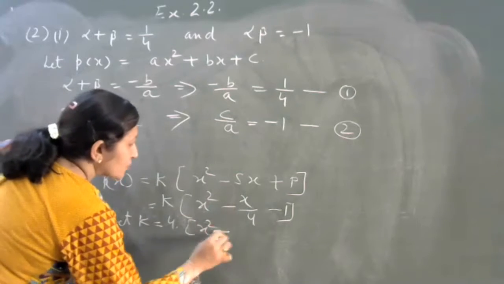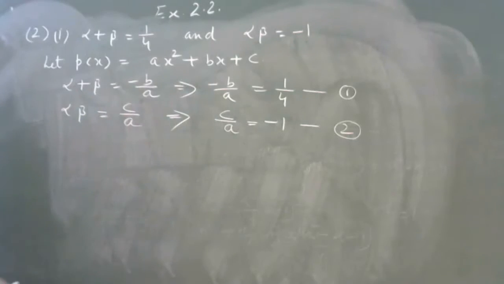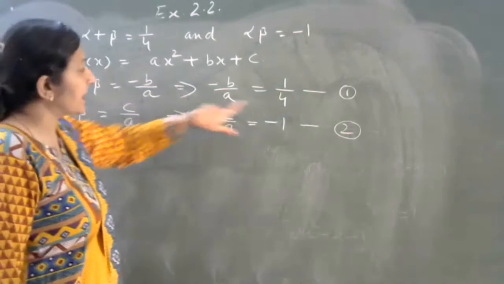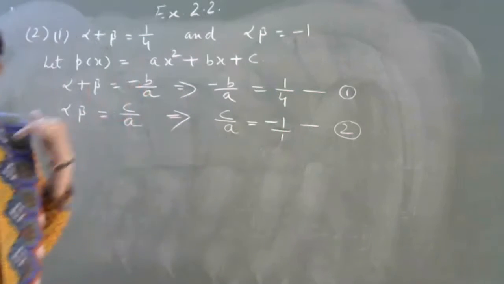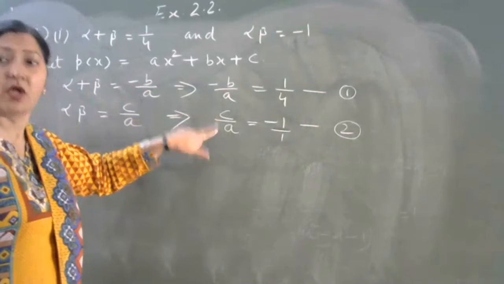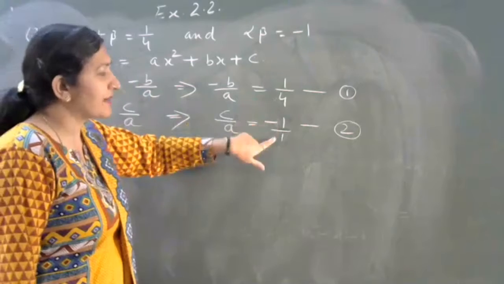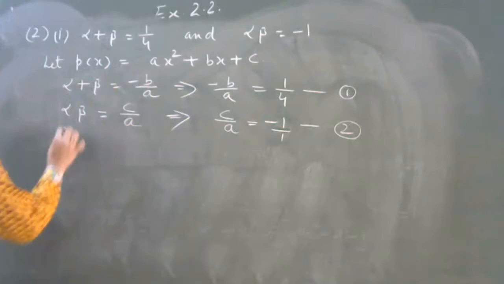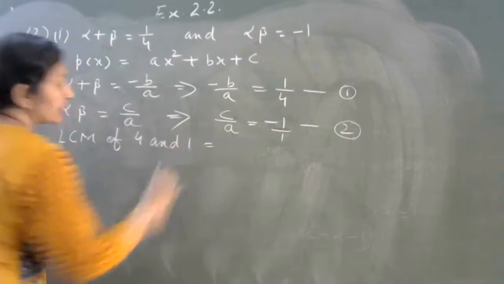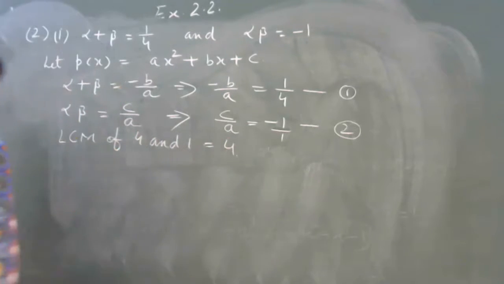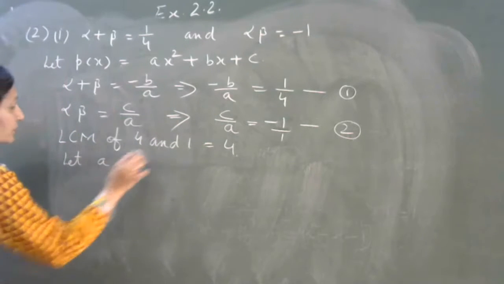So 4 into x square minus x over 4 minus 1. Now see here denominator is 4 and here denominator is 1. हम कोई भी नंबर ले सकते हैं, but to make the answer simple, we are taking a as LCM of these two denominators. So LCM of 4 and 1 कितना हो जाएगा? 4. You all must be knowing. So ये जो value है हम a की suppose कर देते हैं. Let a is equal to 4.